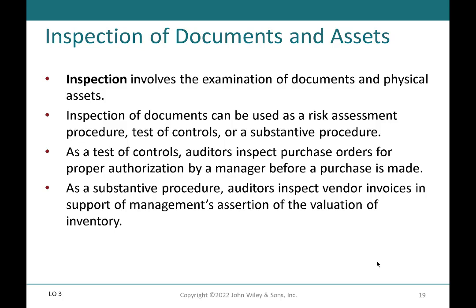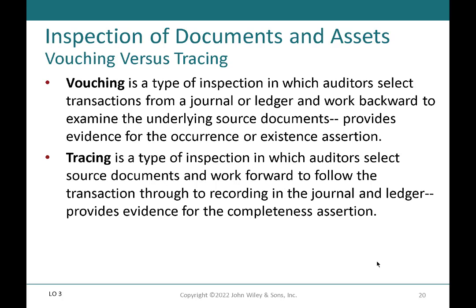Now, inspection can be used during different points in the audit. So we could use this in the risk assessment stage of the audit to try to get a feel for the risks inherent to the company and to help us plan our audit. We could also use this when we're testing controls or as substantive procedures. So one very important way of using inspection is looking at documents and assets. So particularly with documents, there's two main ways that we go about doing inspections, and this is really critical. We're going to talk about these two forms of inspections in a lot more detail later on down the line.